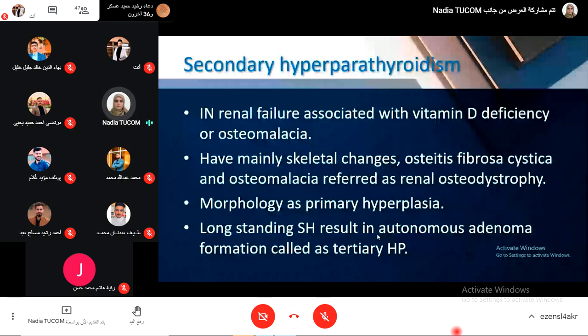Whereas in the tertiary type, the patient has long-standing secondary hyperparathyroidism for many years with continuous hyperplasia of the parathyroid. We say hyperplasia, we say autonomous adenoma. It is not a neoplasm. It is continuous stimulation. The cells are stimulated for a long time to secrete PTH, and they are unresponsive to the level of blood calcium. Okay? Is it clear so far? Okay guys?